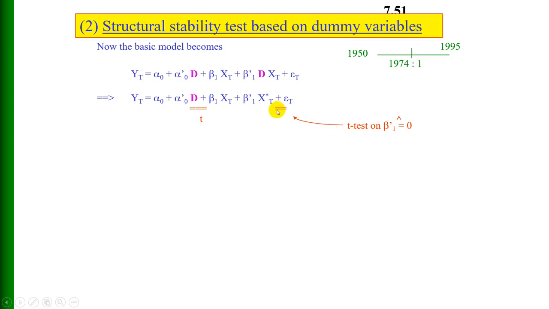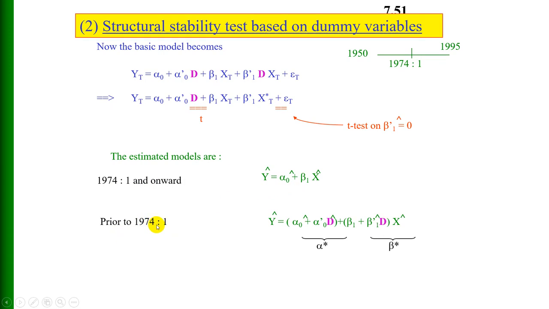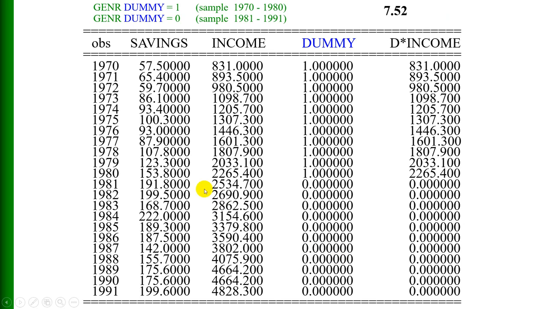So we'll test this on beta 1 hat prime equal to 0. So the estimated models are, this is 1 for 74 and onward. This is the model, and prior to 1974 we have this, and this is the data. This is generate dummy 1 for sample 1970 to 1980, and then generate dummy 0 for sample 1981-91. This can easily be done in eViews.